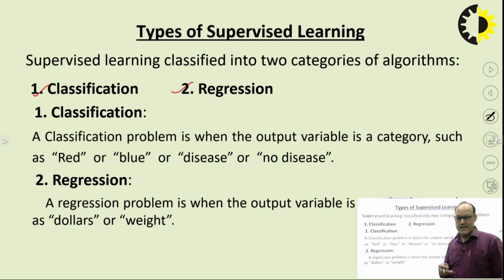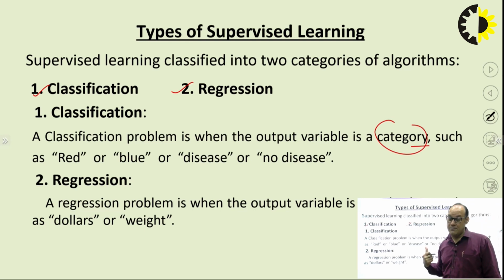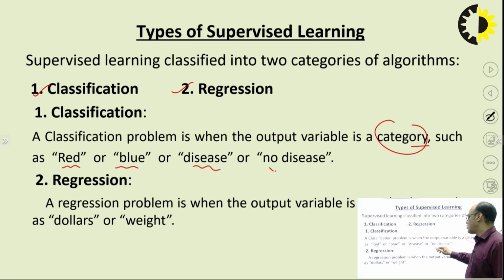Number one is, as I have shown in a diagram, classification, and the other is regression. Classification means we are going to classify on the basis of some important features, for example, when the output variable is a category. For example, as we saw in the previous example, the color of a fruit is red, yellow, or green. So this is how we are going to classify the objects. For example, red or blue, disease or no disease. On the basis of this, classification is done.